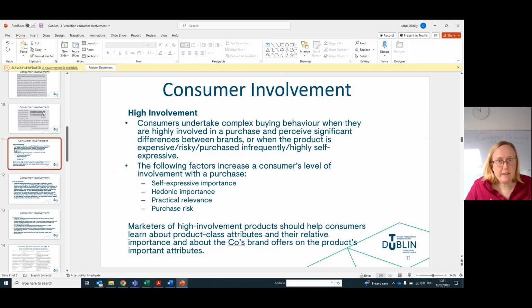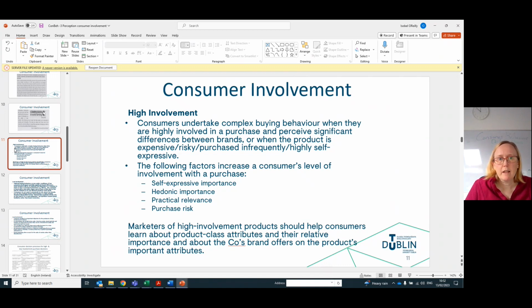So the involvement is to do with how involved the customer gets in the purchase. Are they thinking about it a lot? How long do they spend going through the steps in the decision-making process? The following factors increase a consumer's level of involvement with a purchase. We mentioned self-expressive importance, so things that help us self-identify. We see them as an extension of ourselves, perhaps, these items that we have.